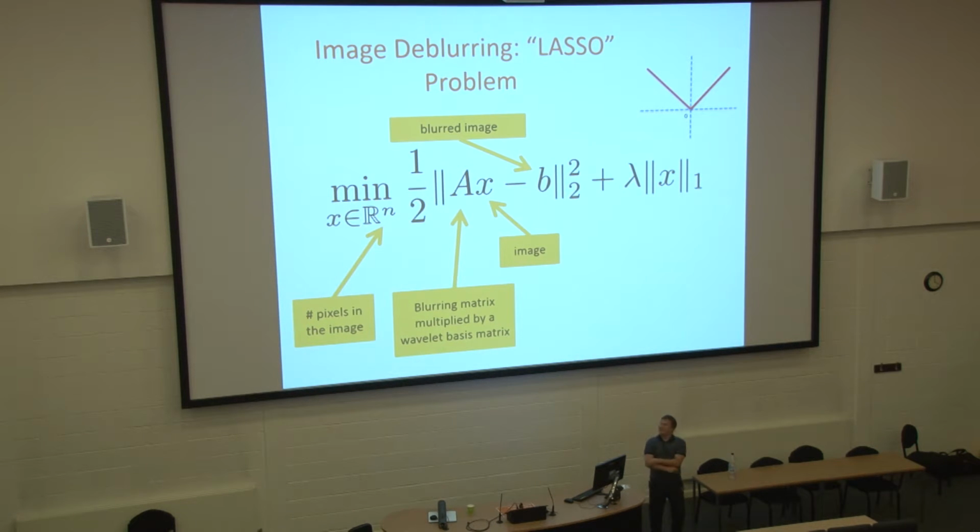it turns out, as you keep increasing this lambda, the output will be more and more sparse. There will be more and more zeros in this wavelet basis. And it turns out that's just the right thing to do. You solve the problem, and you get the deblurred image. Right? So you can see it's very simple.